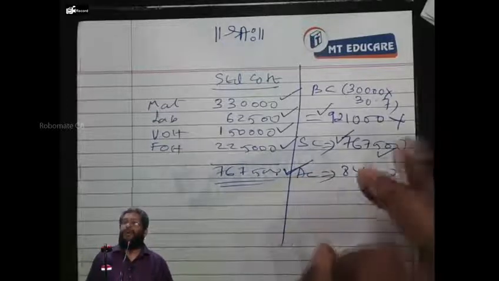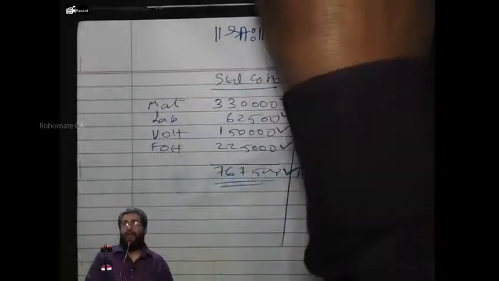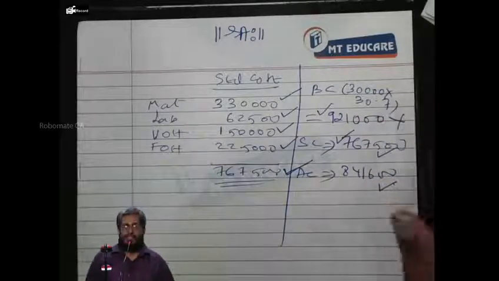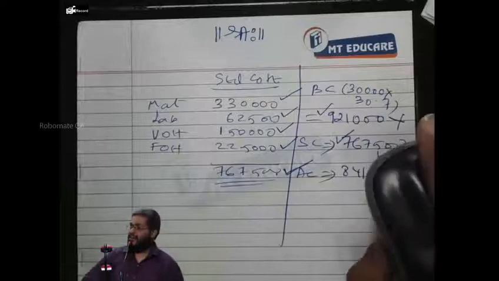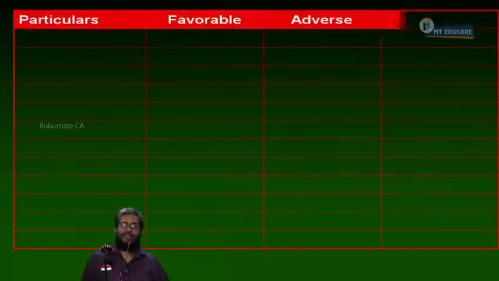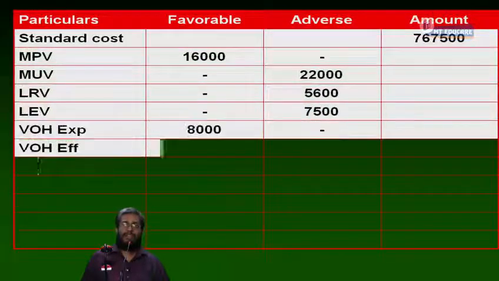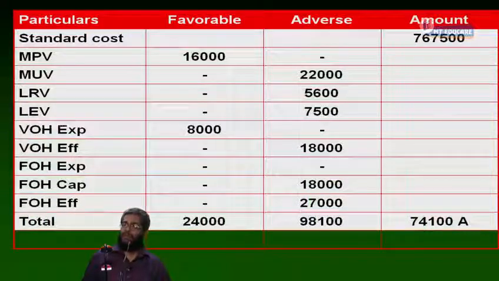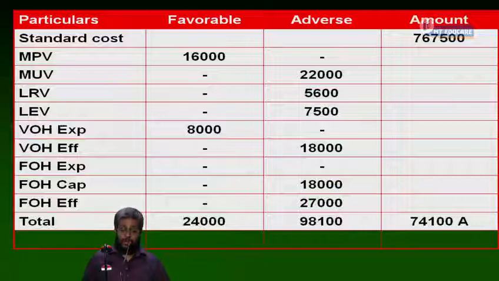Last part. Part 5 or part 6? Part 6. Reconciliation statement, or reconciliation between standard cost and actual cost. Okay, please copy this quickly. When you prepare it, write the breakups, don't write the total. Don't write both, because in that case we will be accounting for the variance 2 times.